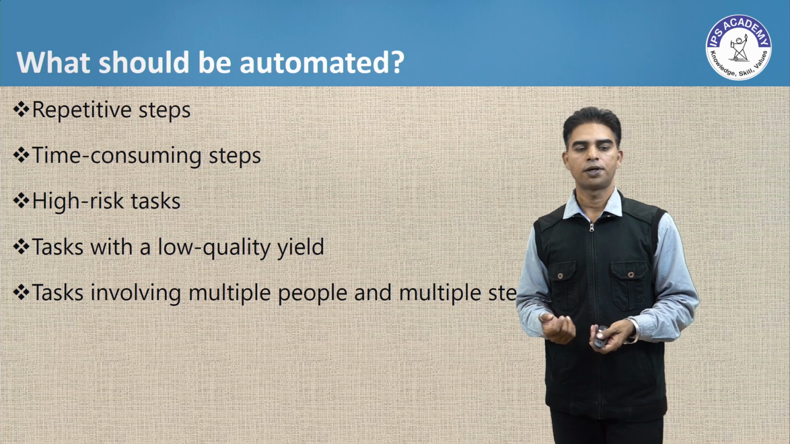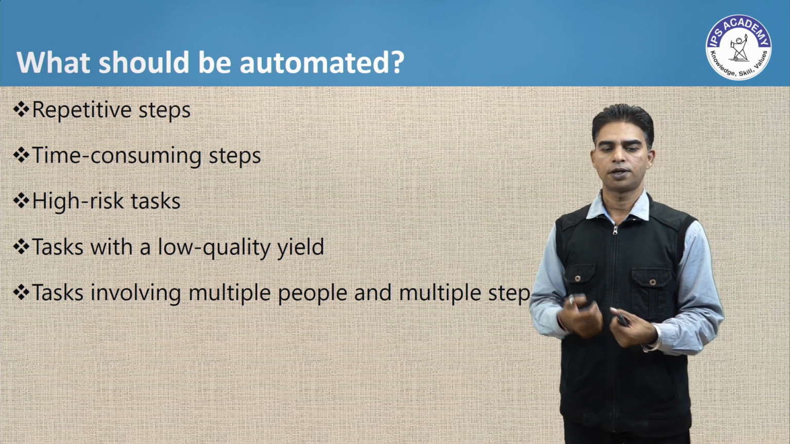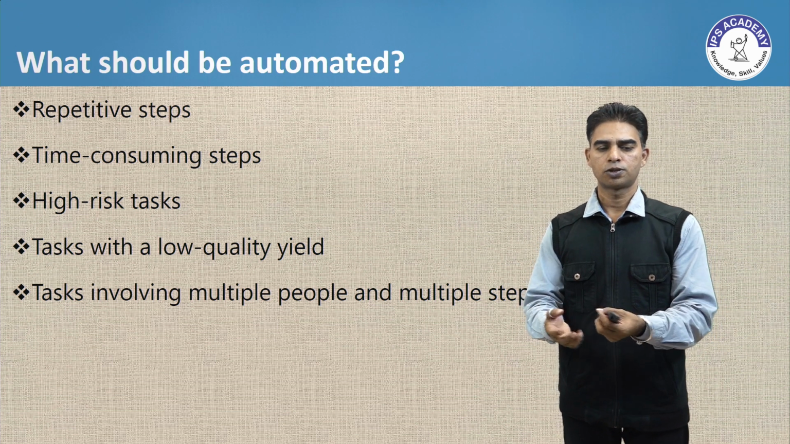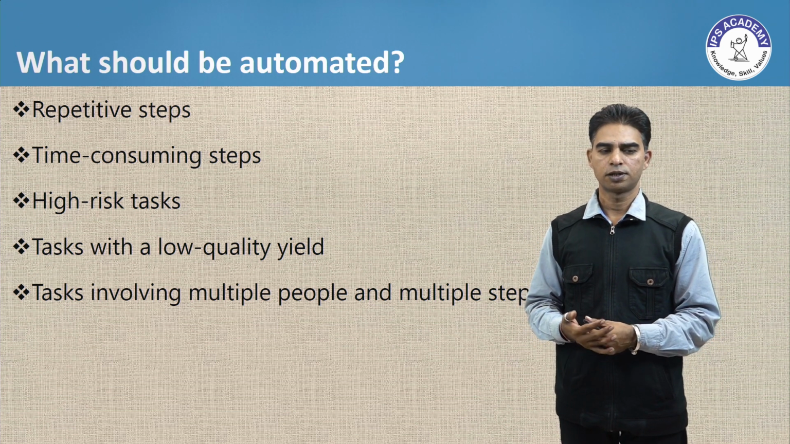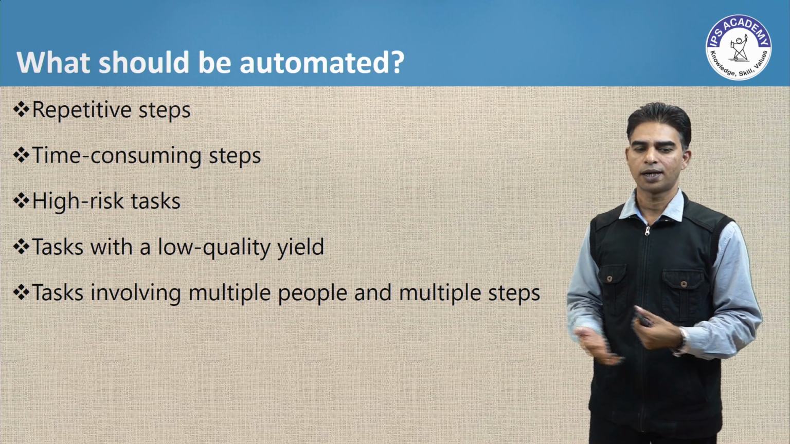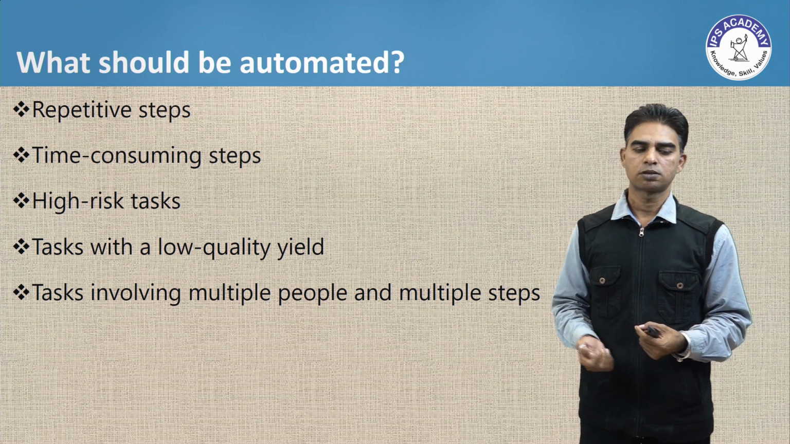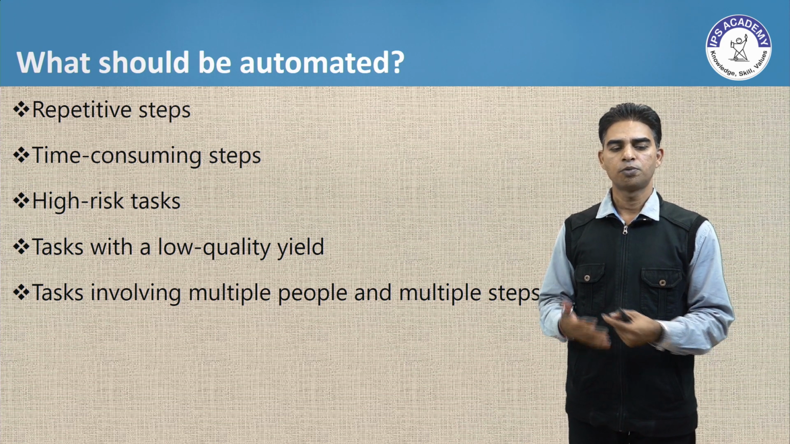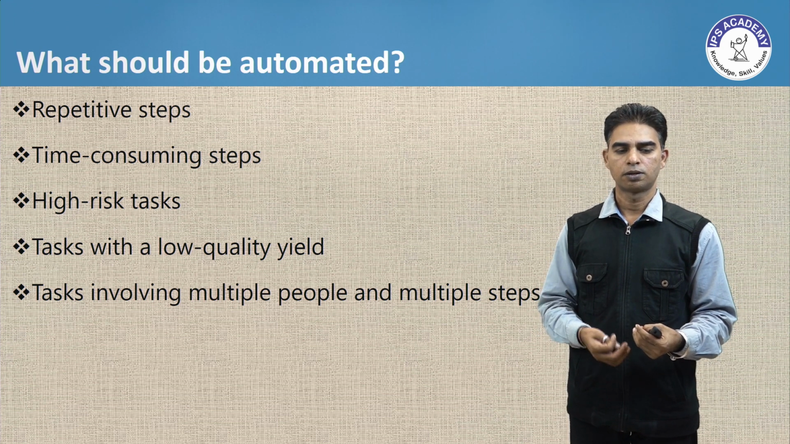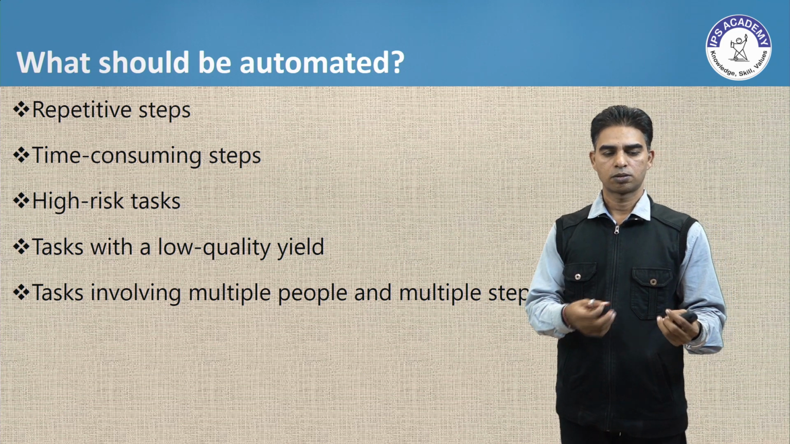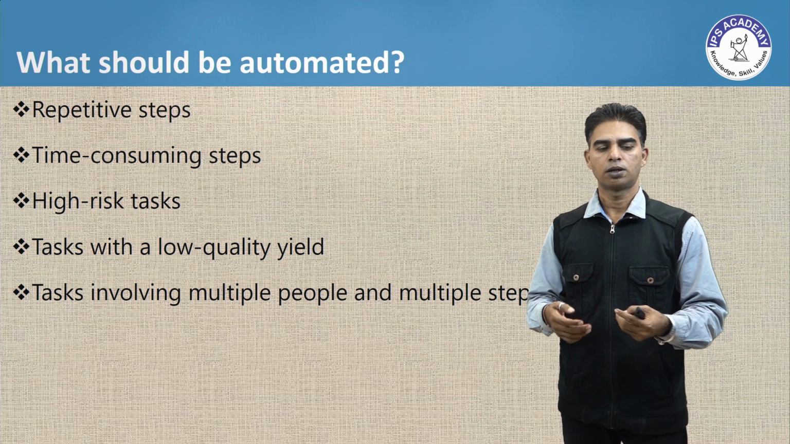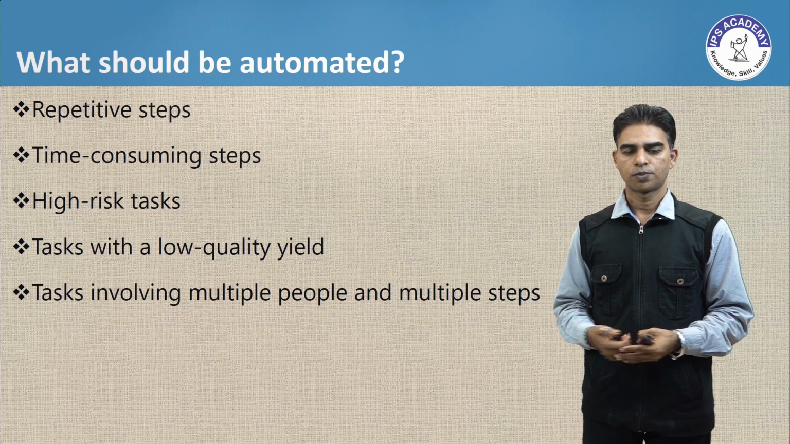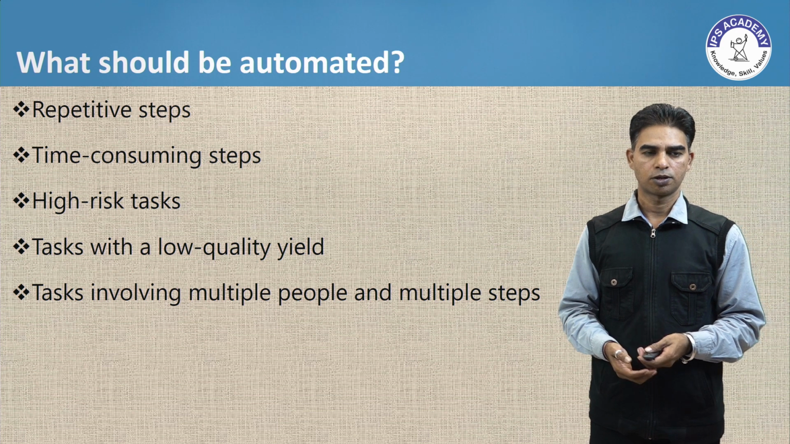And tasks with low quality do not require intelligence, so we can train some software process to work on a particular type of low quality task. And for tasks involving multiple people and multiple steps, where the same task is done by multiple people in multiple steps, humans are needed in very large numbers, but the result is not very effective. So these are replaced by robotic process automation.